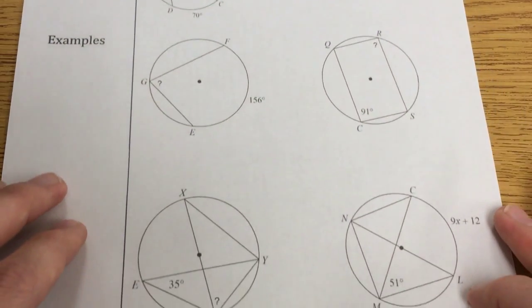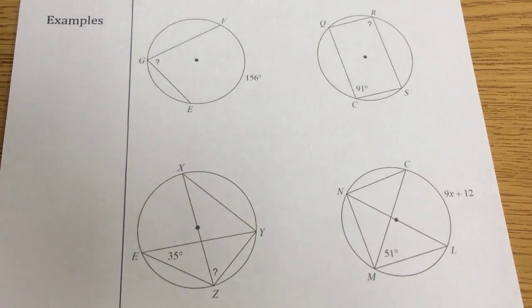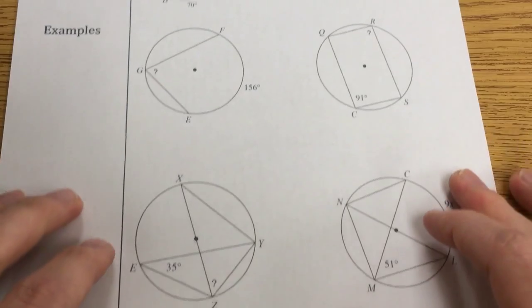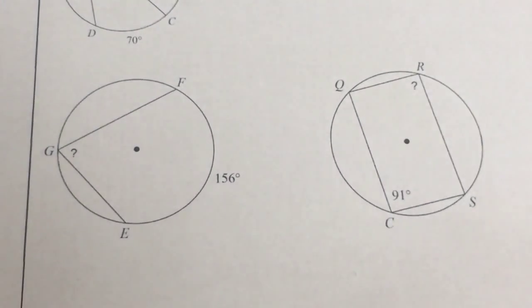I have 4 examples, and if you want to pause the video and copy these examples down first, and then we can come back and solve them. I'm going to zoom in a little bit on my first 2 examples as we go through those. So my first 2 circles here.